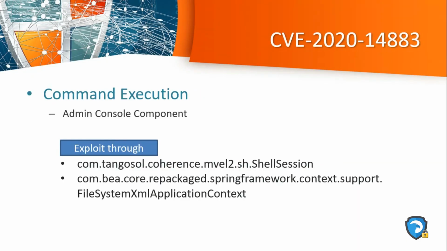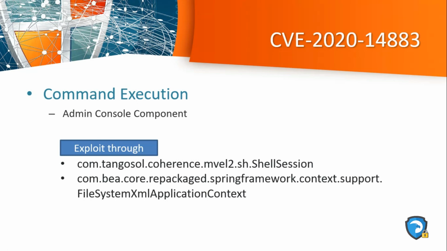Now let's move on to CVE-2020-14883. This vulnerability allows an authenticated user to execute any command on the admin console component. Using a chain of these two vulnerabilities, an attacker can execute a command on the WebLogic server and take complete control of the host. For CVE-2020-14883, there are two ways to exploit.